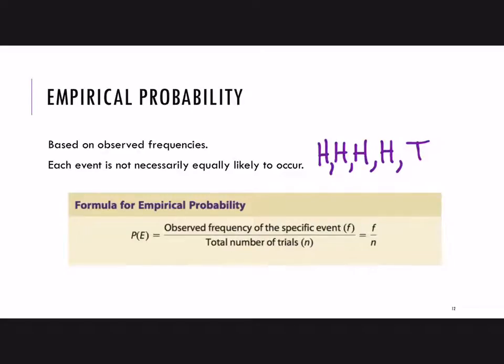So we have a slightly different formula for probability. It's the observed frequency of a specific event, which we call F for frequency, divided by the total number of trials rather than options in a theoretical sample space. For the example I just did, what is the probability of getting a tails? The observed frequency, or how many times we see tails, is 1. And out of the total number of trials, I've recorded 5 here, so this would be 1 out of 5.